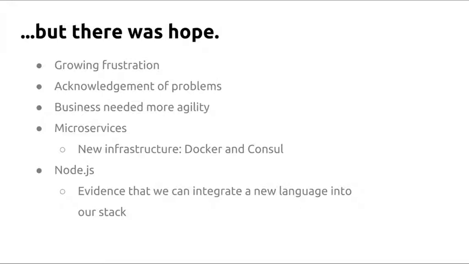There were people ready to see a change and see new practices. The business needed more agility, as we say on the slide, so that we could release new features. A customer had a bug that they wanted fixed. They can't wait a month and a half for the next monolithic release.